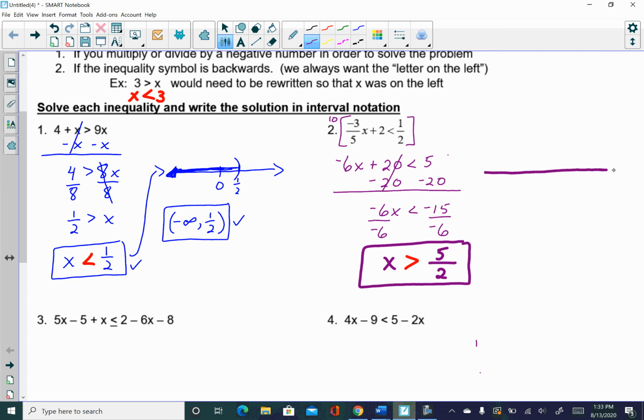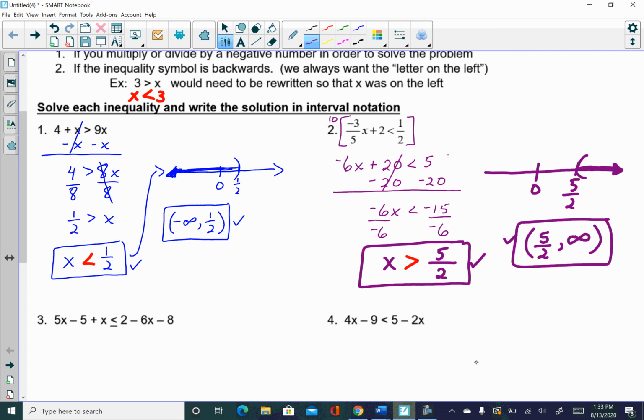And when I go to graph it, thinking about it under a number line, I have 0, 5 halves. 5 halves will also get a parenthesis this time. And the inequality sign is pointing to the right, so I'm going to shade to the right. So then if I think about my interval notation, this graph starts at 5 halves and goes to the right forever. So that would be infinity, parentheses on both. Solution, and then your interval notation.